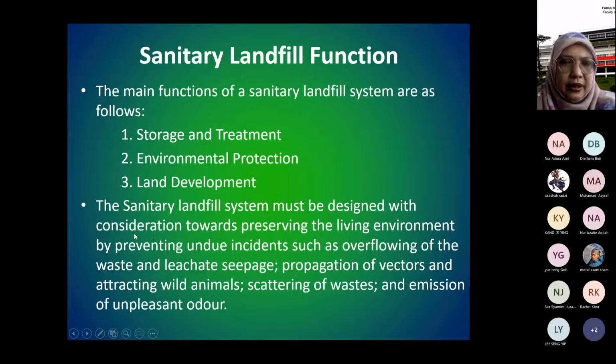Okay, here it says that the sanitary landfill system must be designed with consideration towards preserving the living environment by preventing undue incidents such as overflowing of waste and leachate seepage, propagation of vectors, meaning that we want to ensure that no animals or insects or anything can propagate diseases, pathogens, and we are trying not to attract wild animals or the waste being scattered, and also emission of unpleasant odor. So when we are constructing a sanitary landfill, those are the things that we need to consider before we are actually constructing a sanitary landfill site.